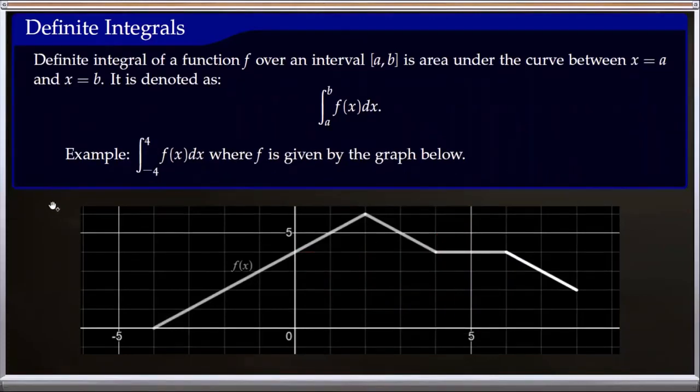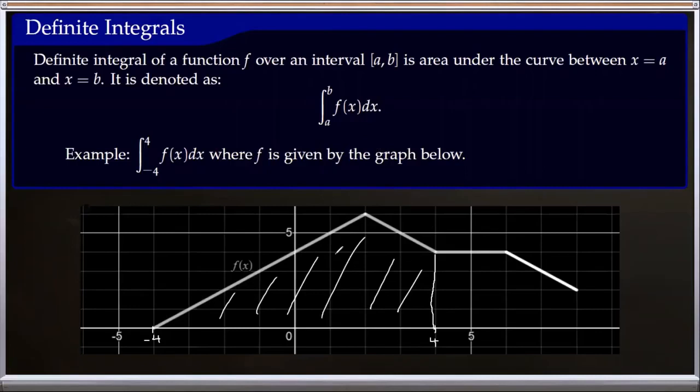Next, we want to find the integral from -4 to 4 of f of x, where f is given by this graph. It's the same graph as we just looked at, but the limits of integration are different. So in this case, we are looking at the region from -4 to 4, which is over here, under the graph of this function, which is given here. So we are looking at this region.